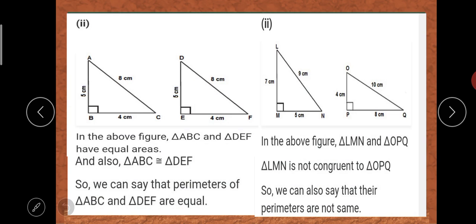When they are not congruent, their perimeter is also not the same. That means when we do the addition of these numbers, we will find two different answers. So we say that their perimeters are also not the same.